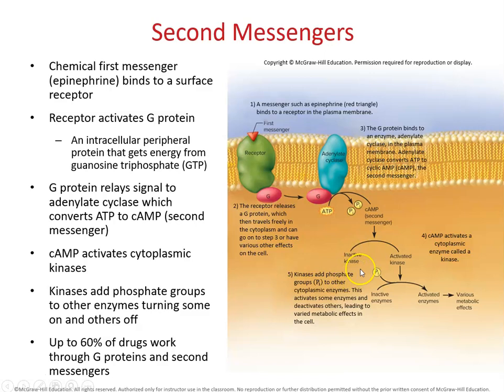Kinase is a general term for a whole group of enzymes. There are lots of different specific kinases, but as a group, kinases add an inorganic phosphate to something. Okay, so the cyclic AMP activates the kinase, and then the kinase does its job of adding inorganic phosphate to some enzyme, and that allows a process to start.